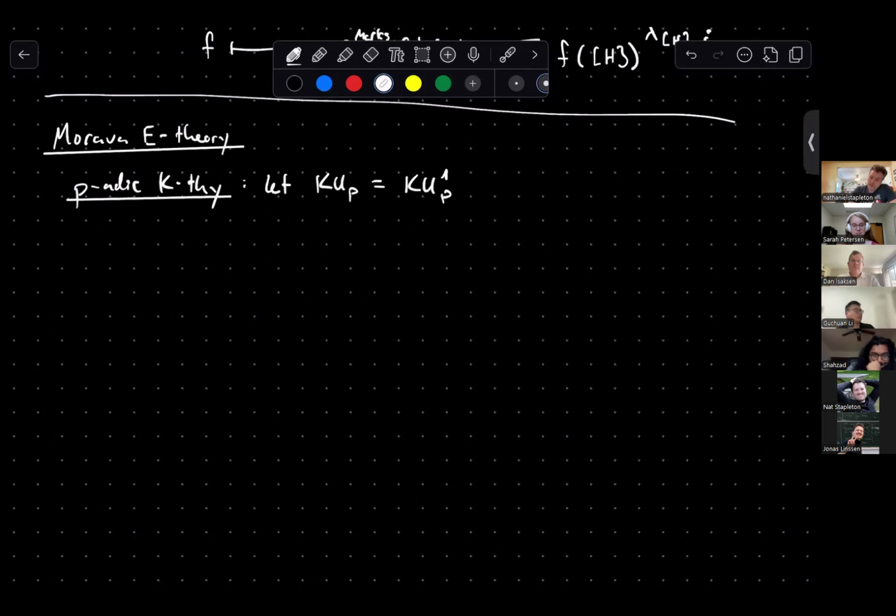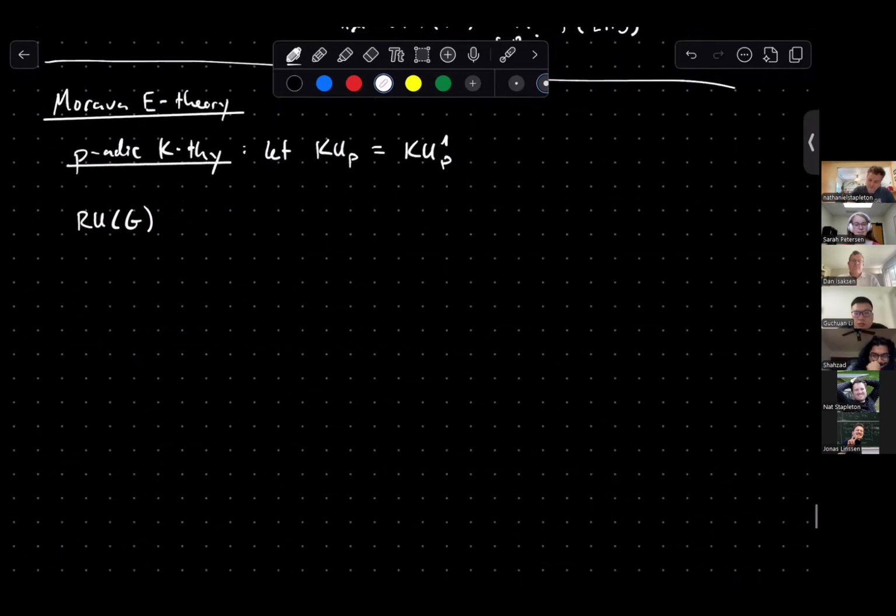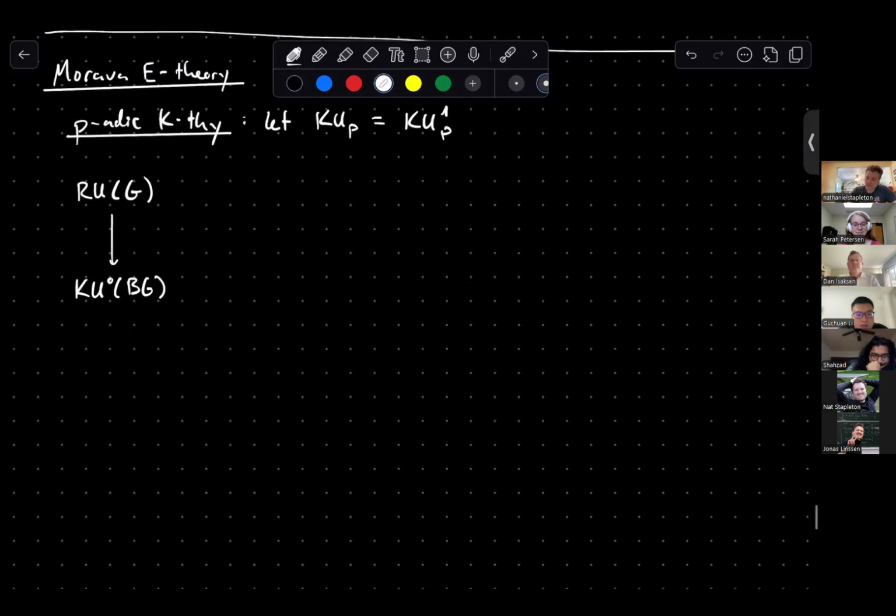Then I want to relate representation rings and p-adic K theory, and there's something in the middle. So here's the representation ring of G for some finite group G. This admits a ring map to the complex K theory of BG, the classifying space of G. And complex K theory maps to its p completion. And so this admits a map to the p-complete K theory of BG. And I want to think about these maps.